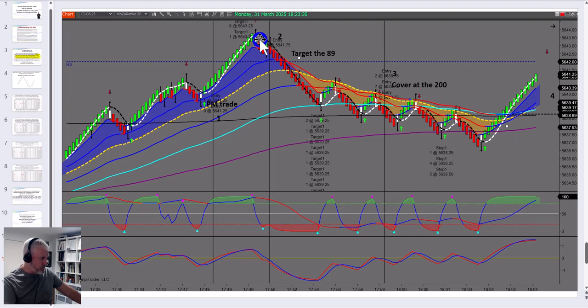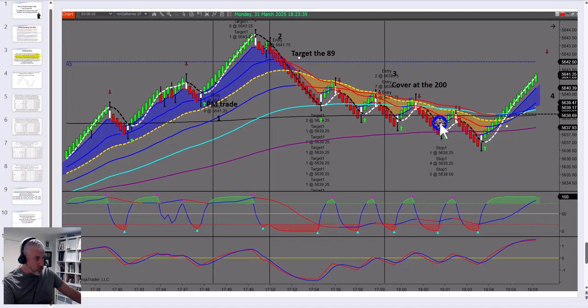Trade number 2 down here. I then entered this particular trade. I really should have been in up here. I took this and I covered at the 2. I only picked up a couple of ticks out of this. And why did I cover down here?